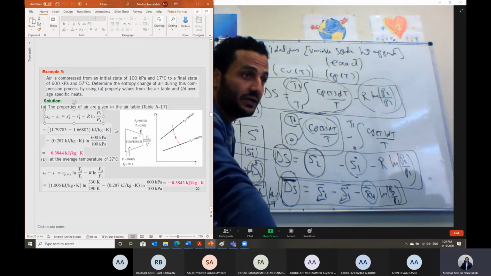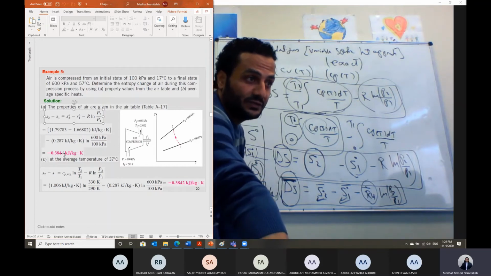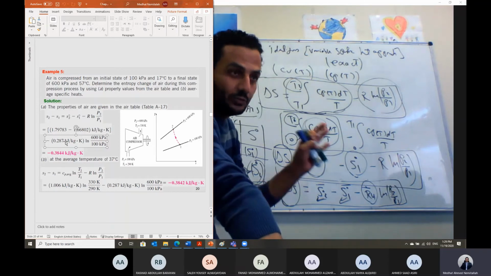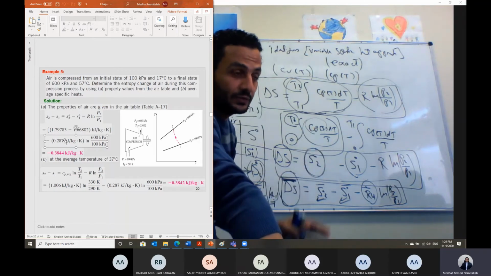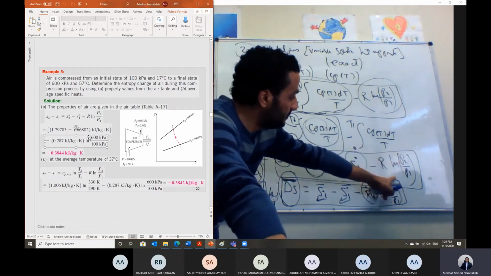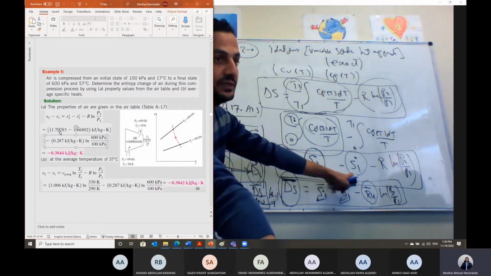Now R, we can get R from where? For air, it is equal to 0.287 kilojoule per kilogram Kelvin. If you don't remember this value, you will find it in table A1. For air, you will find this is the value of the gas constant. And we are given P2 and P1, so it will be ln P2 over P1. They should both be in kilopascal. You can just substitute. But what about this term S naught 2 and S naught 1?